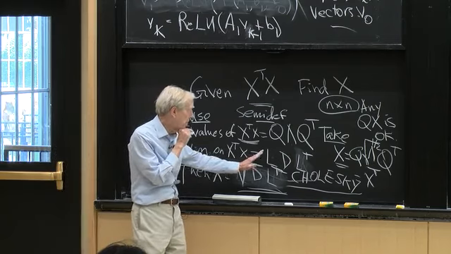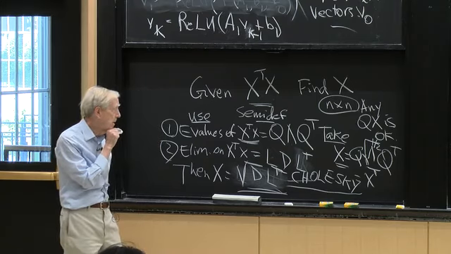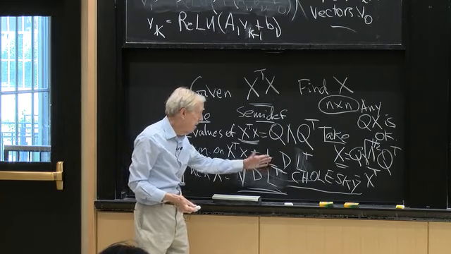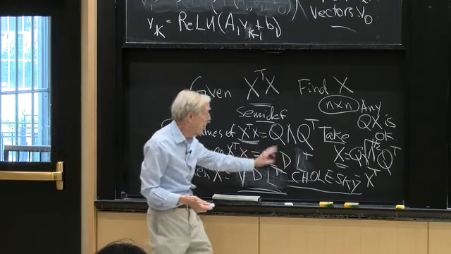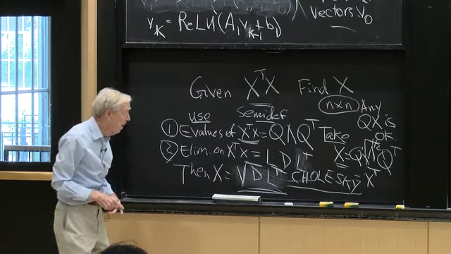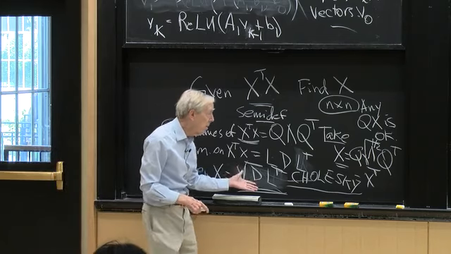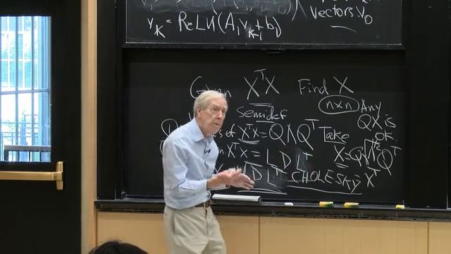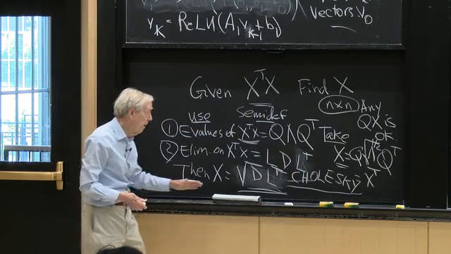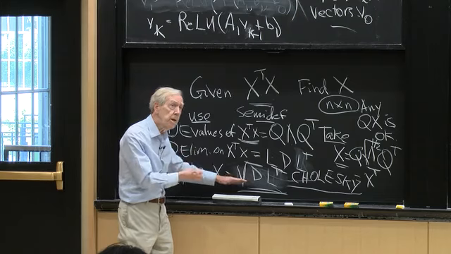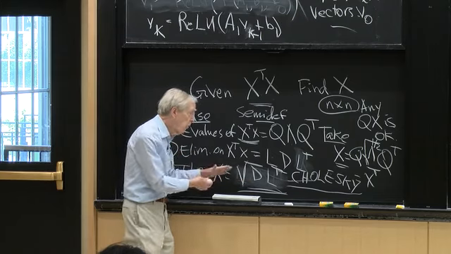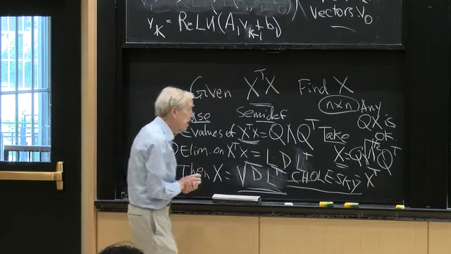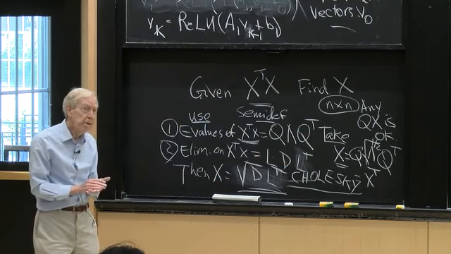So L D L transpose is Cholesky, and that's easy to compute, much faster than the eigenvalue square root. But this square root is triangular, and this square root is symmetric. Those are the two pieces of linear algebra: to reduce things to triangular form, or to connect them with symmetric matrices. Okay, thank you for your attention today.